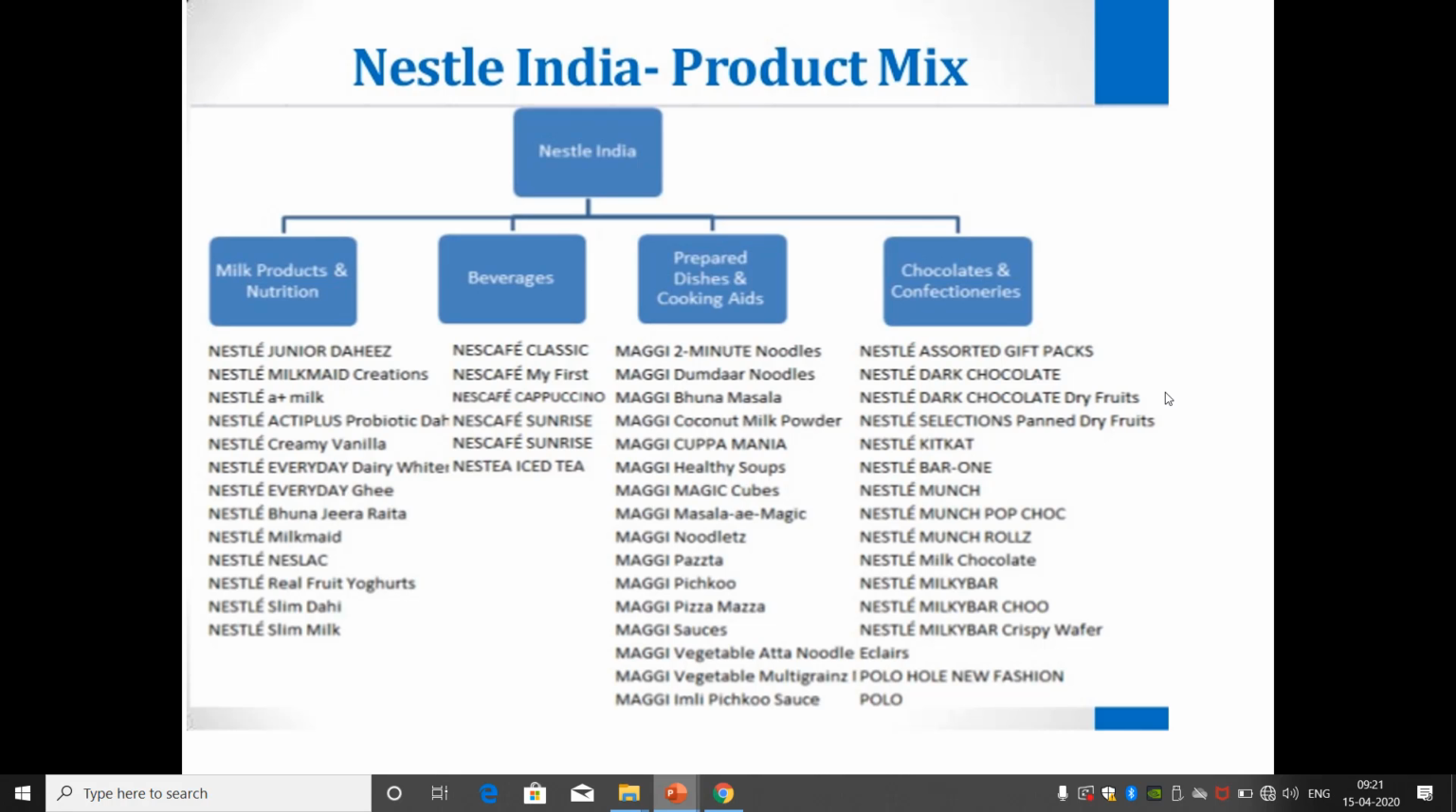This is a product mix of Nestle. Again, they have different types of product lines like milk products and nutrition, beverages, prepared dishes and cooking aids, chocolates and confectionaries. In each product line, there is a length, that means the number of offerings or items, and there can be different kinds of variants as well.